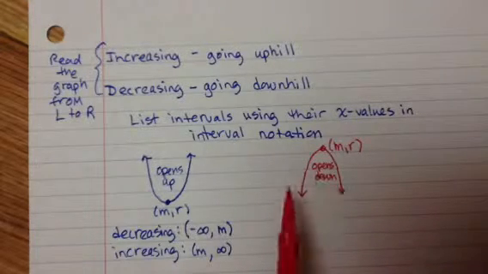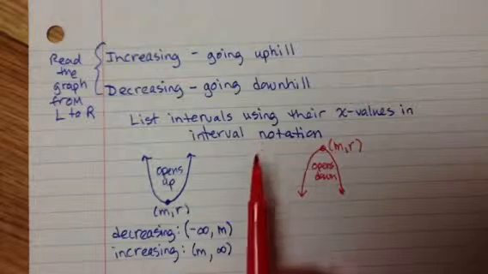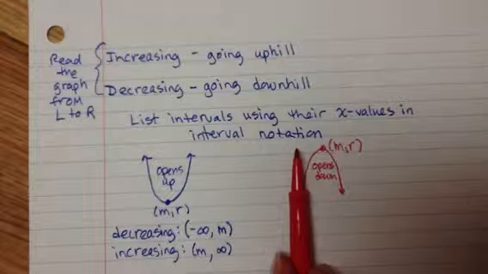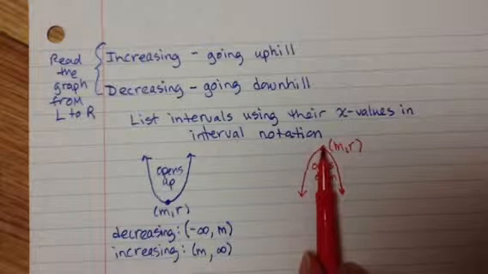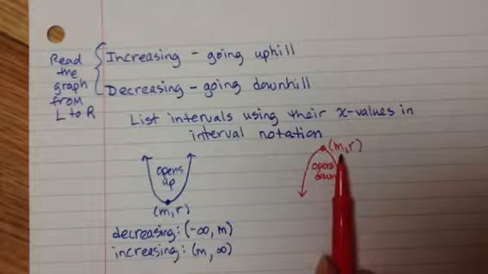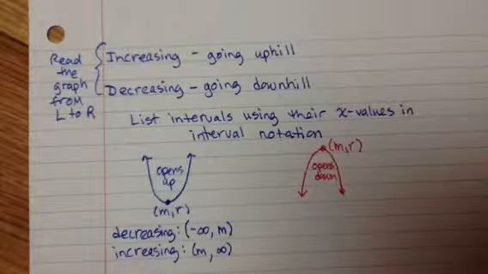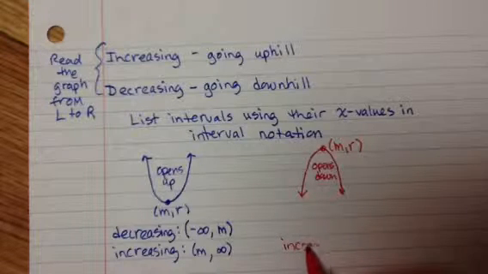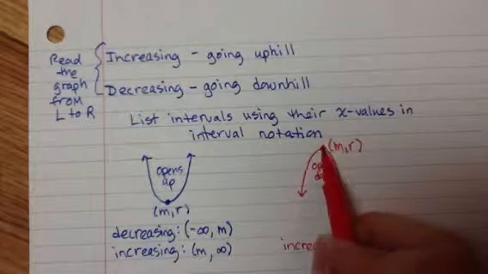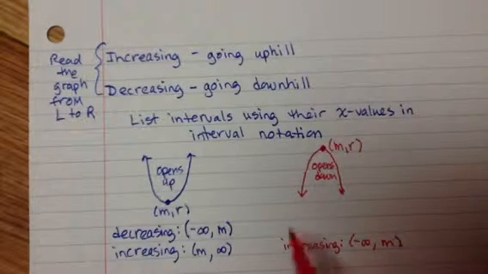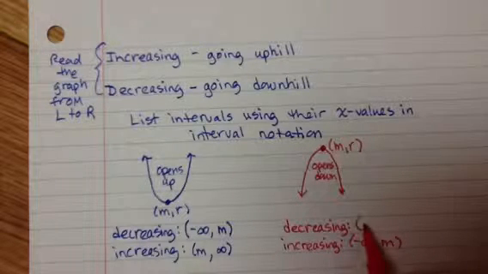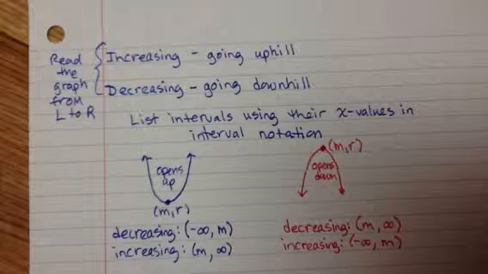Now on the opening down parabola, as I go left to right, if I start out here at negative infinity and I'm walking along that graph, I'm having to go uphill, uphill, uphill until I get right here. And then I hit the top of the mountain and turn around and start going downhill. So this parabola is increasing from negative infinity to this spot right here, which is the x value of m. And then it starts decreasing, and it decreases from m to positive infinity.